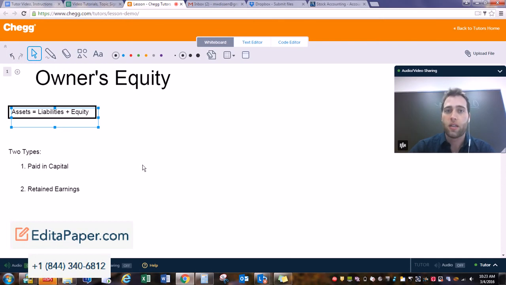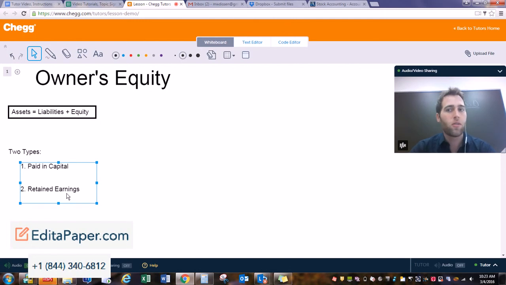Another way a company can get owner's equity, other than paid in capital, is retained earnings, which basically just means the company earned it. So if they make $100 in profit from sales, that's actually going to be equity. They don't owe that money to anybody. They earned it through their sales, so they get to keep it. They own that now, and that's what's considered equity.